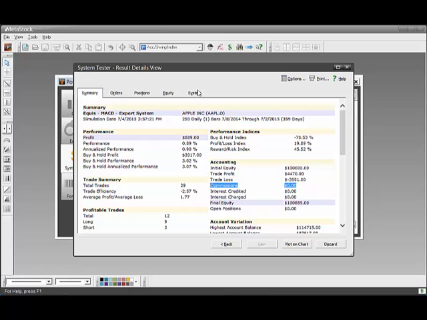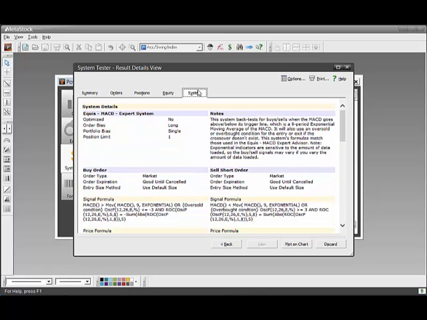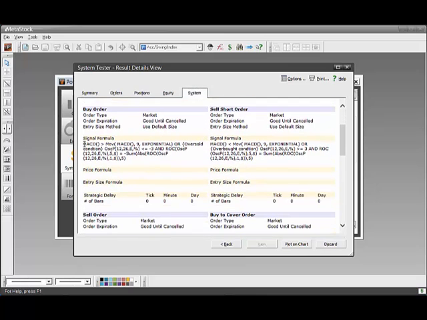You can also see the summary of the system, as well as the formula behind when it generates the buy and sell signals. This can also be edited to create your own custom systems. You can change both the parameters of the system, which would be the numbers that are fed into it, as well as the actual logic of the trading system itself.